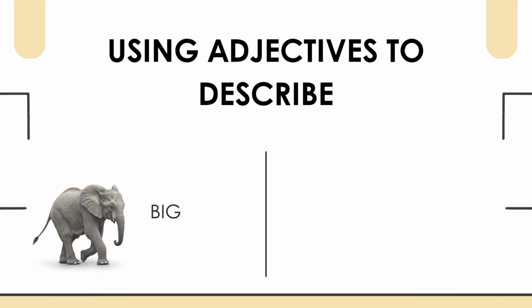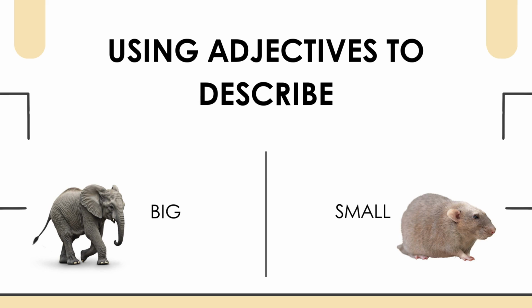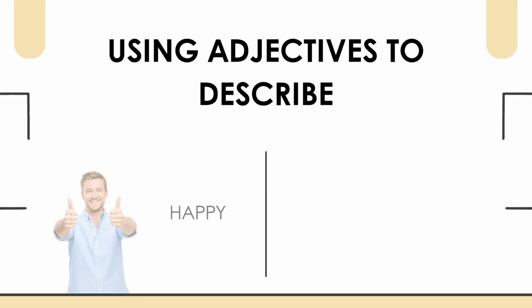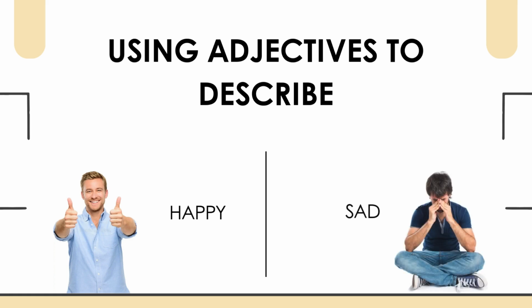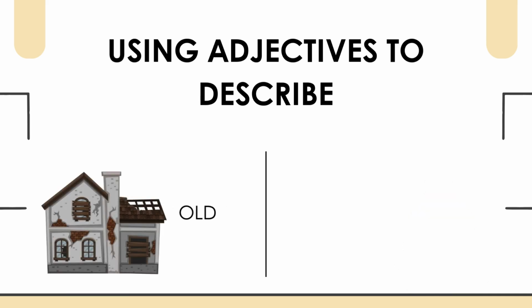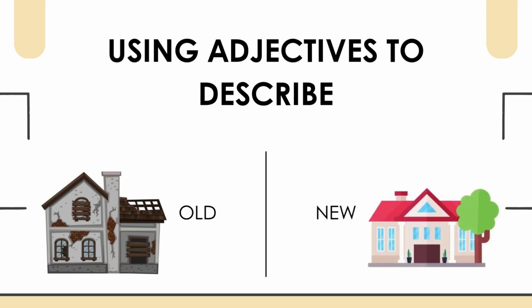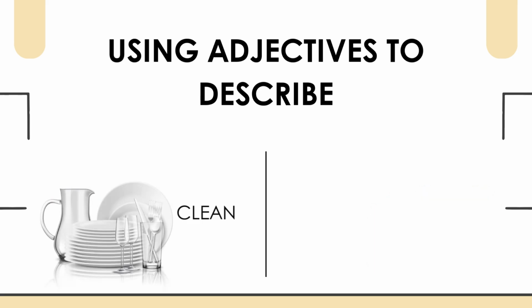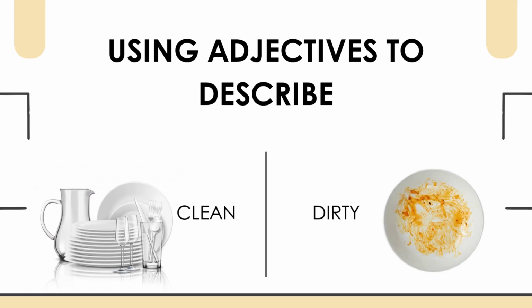We use big to describe something of large size, while we use small for something of small size. We use happy to describe someone who feels joy or is in a good mood, while we use sad for someone who feels unhappy or upset. We use old to describe something that has existed for a long time, while we use new for something that has recently been made or introduced. We use clean to describe something free from dirt or mess, while we use dirty for something that is not clean or is covered in dirt.